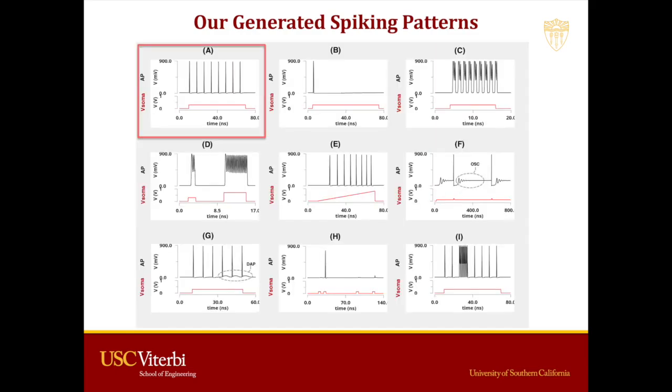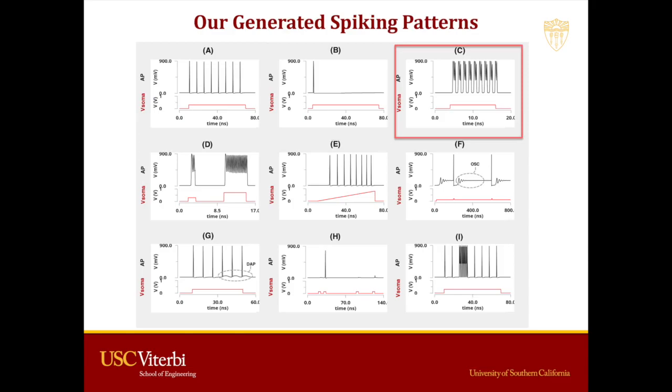In A, the model generates a regular spiking pattern. Here, the neuron fires a train of spikes responding to a set or single pulse of stimulus. In B, our model generates a phasic spiking pattern. In such a spiking pattern, a neuron fires a single spike at the start of an event.